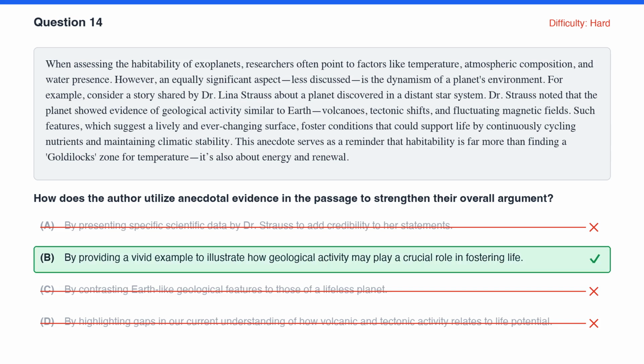Choice B is correct. The author uses Dr. Strauss's account as a vivid example showing how geological activity, volcanoes, tectonic shifts, magnetic fields, can foster life by cycling nutrients and maintaining climatic stability. The anecdote concretely illustrates the broader claim that habitability requires energy and renewal, not just a Goldilocks temperature.